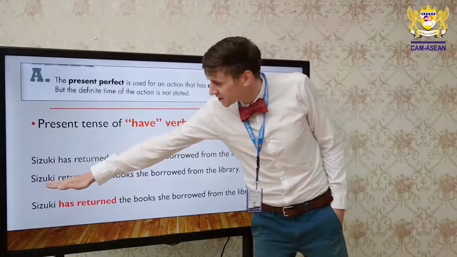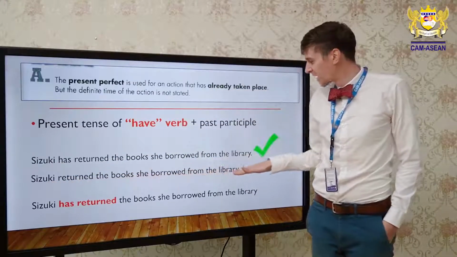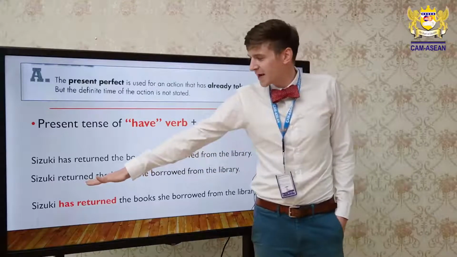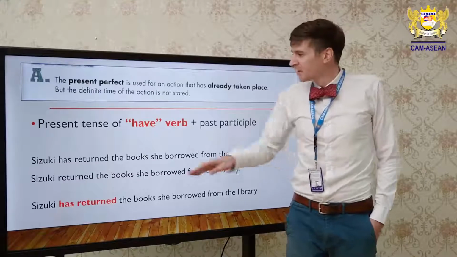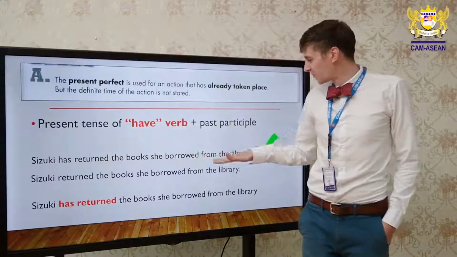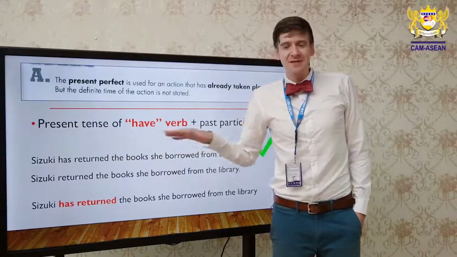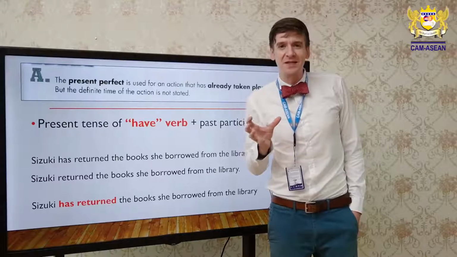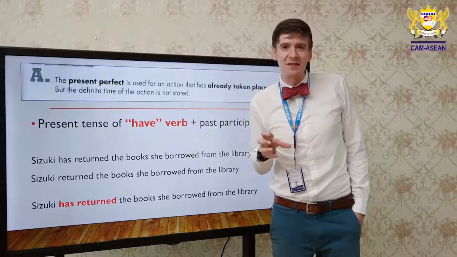If we look at this one, Suzuki returned the books she borrowed from the library. So this is simple past tense. Suzuki has returned the books she borrowed from the library. It's emphasizing that it's happened recently. Although we don't know the time, it's happened recently.